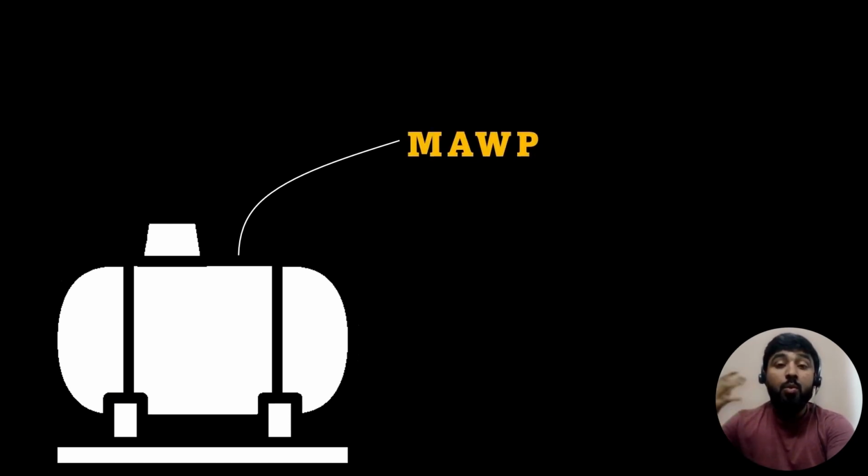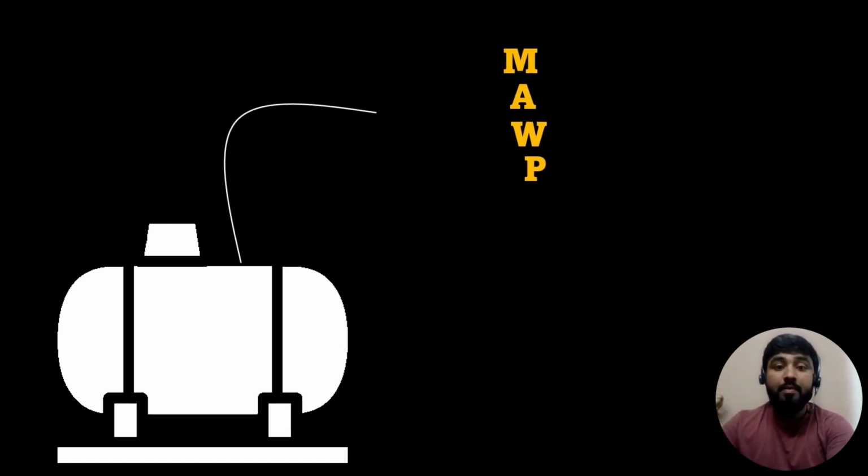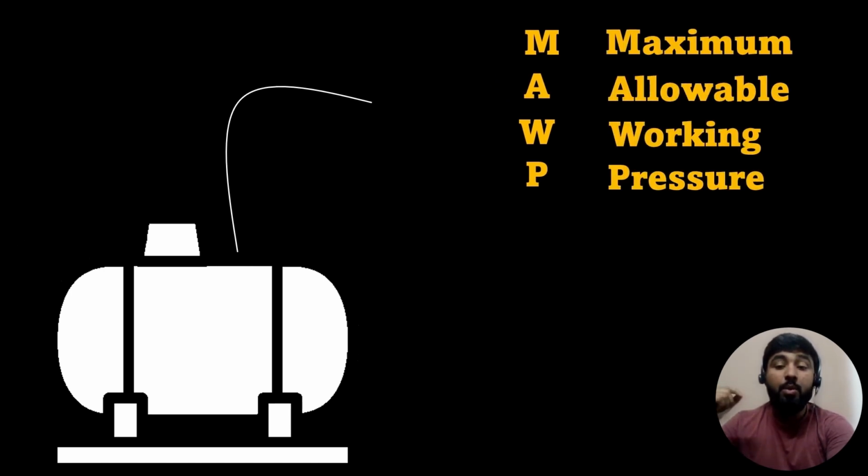Any equipment will have something called MAWP. What does this stand for? MAWP stands for maximum allowable working pressure. This is very important before we even start learning about these standards. Why? Because every equipment has a maximum working pressure.